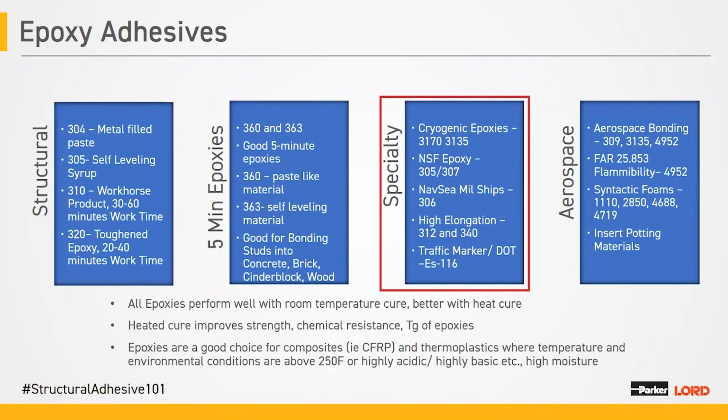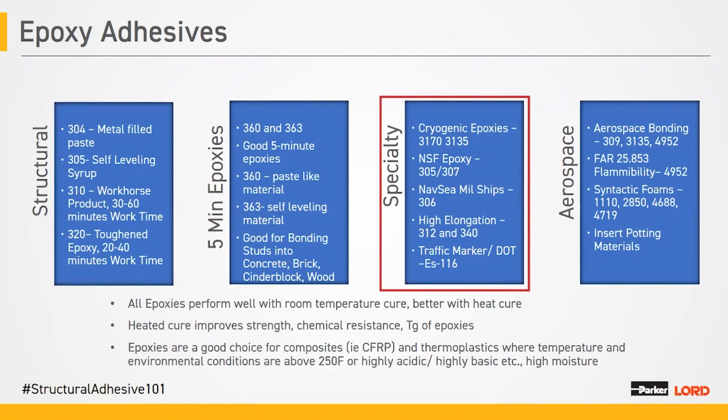With the specialty products specifically, we have some cryogenic epoxies designed to operate at very low temperatures, minus 100 Celsius, minus 200 Celsius temperature range. That's the 3170 and 3135. We have a NSF certified epoxy, that's National Sanitary Foundation, where it would come in direct contact with potable water. That's the 305/307. A NAVC mil-spec product with the 306.